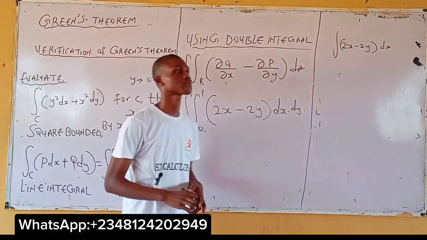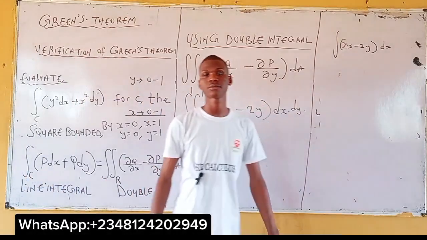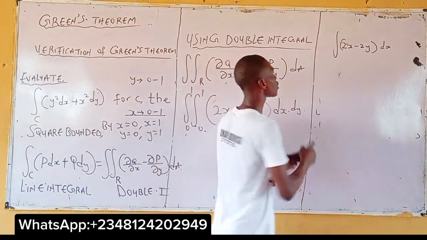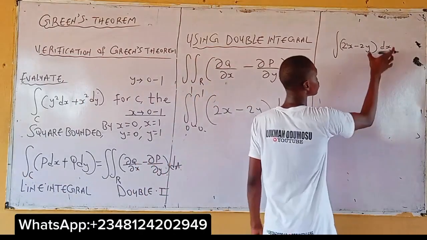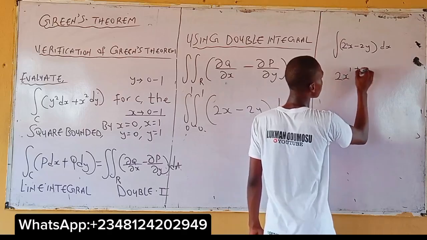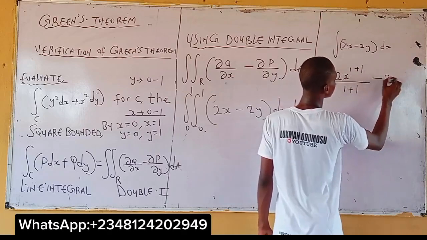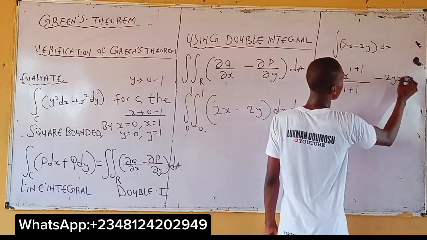What do you have? Implement the idea of integration. This becomes what? Integrate with respect to x. You have 2x, always power of 1 plus 1, divided by 1 plus 1, minus 2yx.